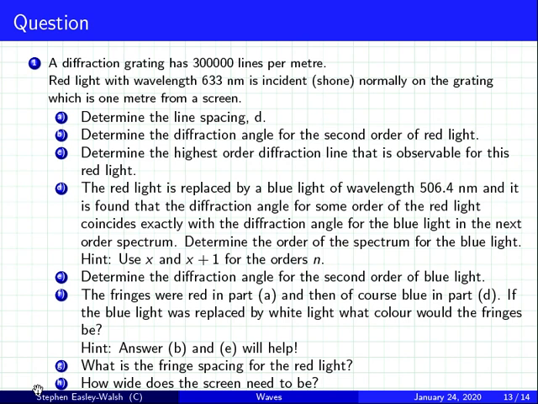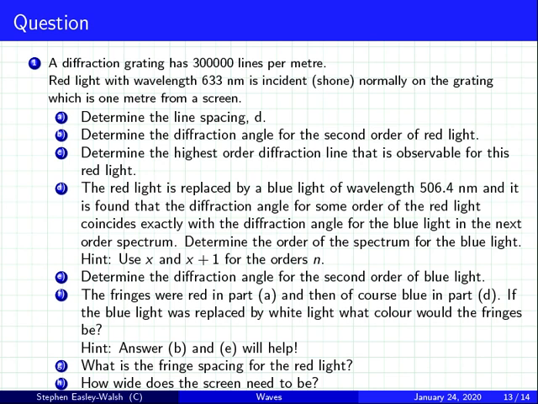D. Now we hit the hard part. The red light is replaced by blue light, and the blue light has a wavelength of 506.4. It's found that the diffraction angle for some order of red light coincides exactly with the diffraction angle for the blue light in the next order. What the heck does that mean? N2 red equals N3 blue. That's it. That they're neighbours. We'll get to it in a moment.